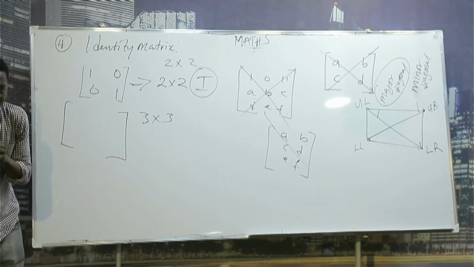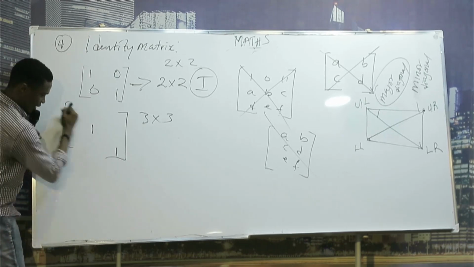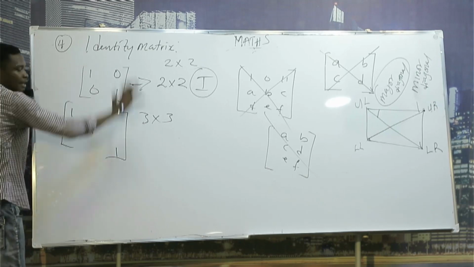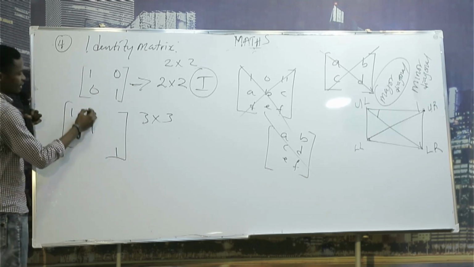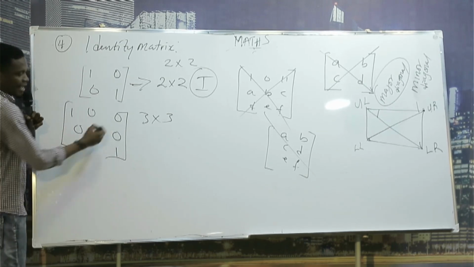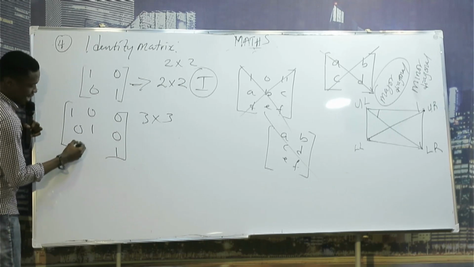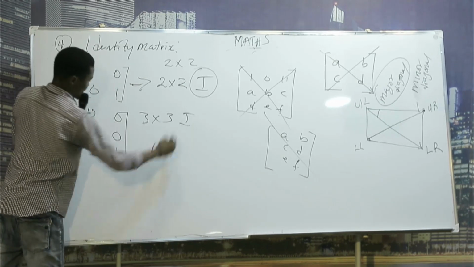How many elements are supposed to be there? 9. So we are going to do 1, 1, 1, like this. Then fill every other thing with 0. How many zeros should be here? 2. How many zeros should be here? 2 also. 1 here, 1 here. How many zeros should be here? 0, 0, 1. So this is a 3 by 3 identity.